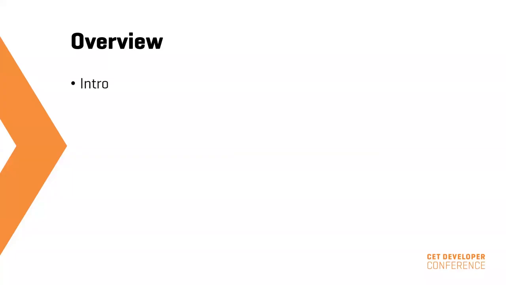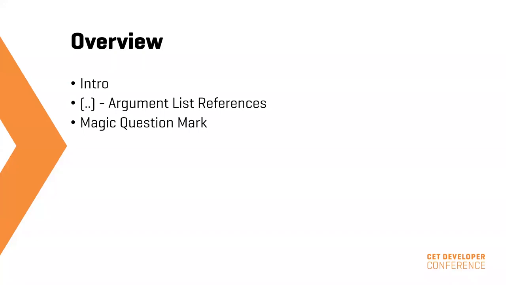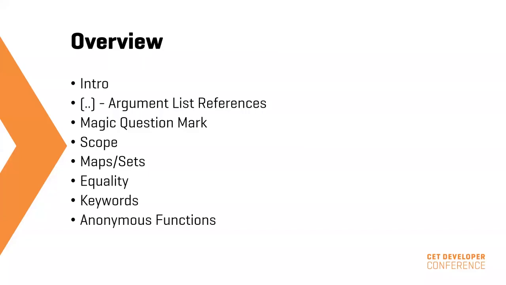So we're going to talk about the high level of what is CM, using the ... syntax to pass arguments into methods and functions, some uses of the question mark, weird behavior with scope, unknowns about maps and sets, a few different ways to check equality, special keywords, anonymous functions, and XAPI.